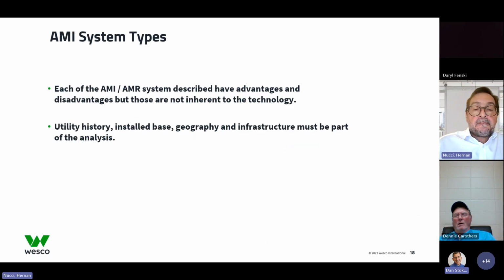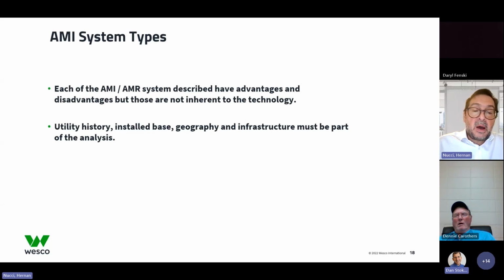So each of these systems we described, PLC two-way, AMR, RF, mesh, etc., have their advantages and disadvantages, but those are not inherent to the technology. It's not that the technology is better than the other. It's based on geography, infrastructure, what your goals are, what you want, and based on that, for certain cases, probably you're going to be better off with a cellular rather than a mesh, or maybe you're going to be perfect with a mesh, and not that well with an RF and vice versa.